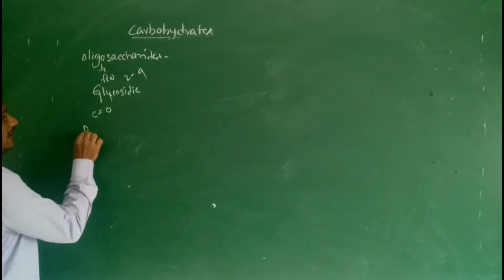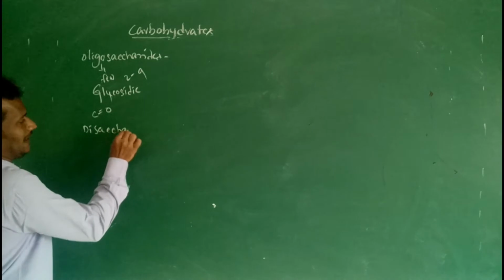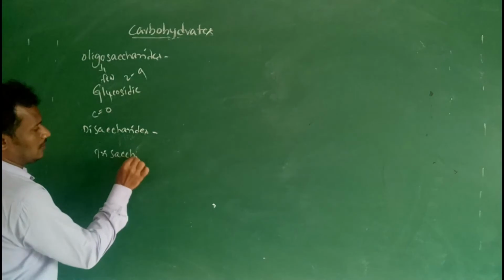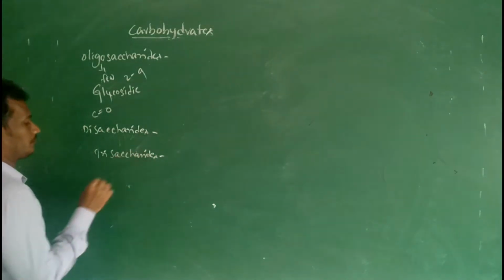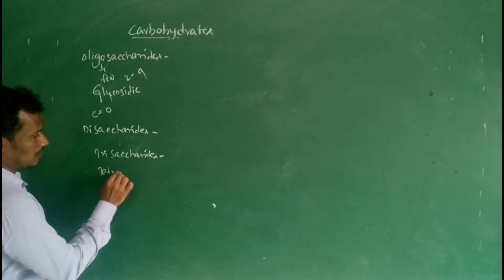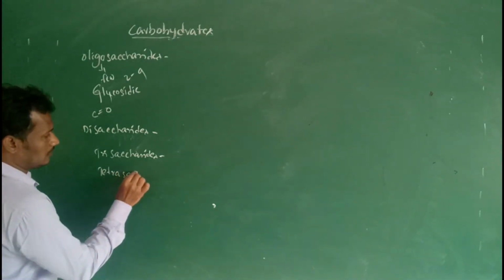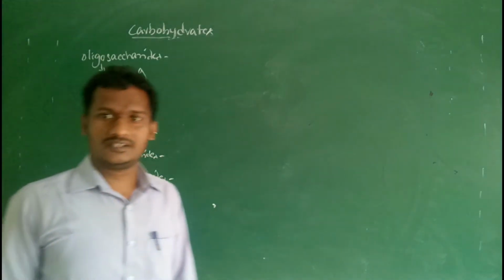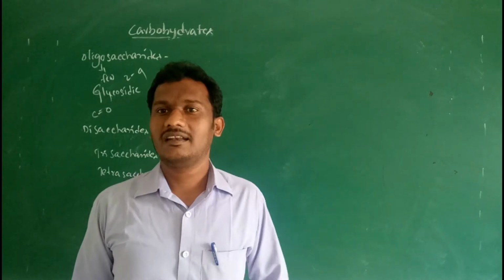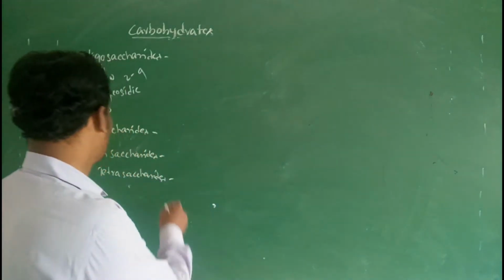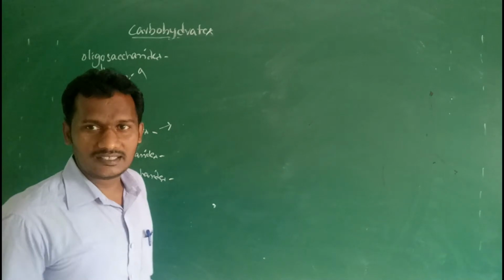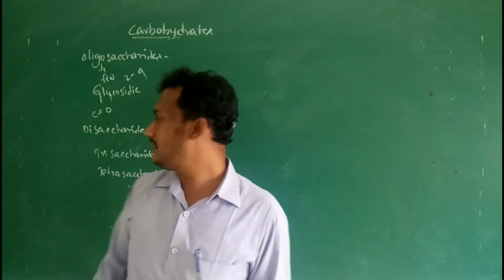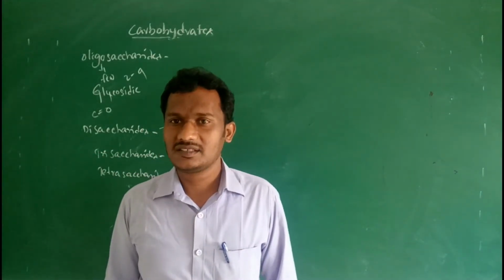The first one is disaccharides, then trisaccharides, then tetrasaccharides. Coming to disaccharides first: in disaccharides, two monosaccharide units are present. This is known as a disaccharide.